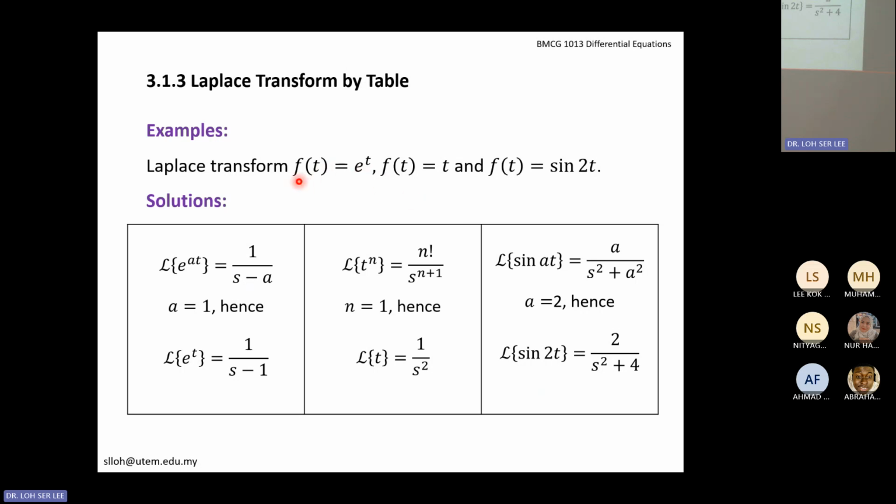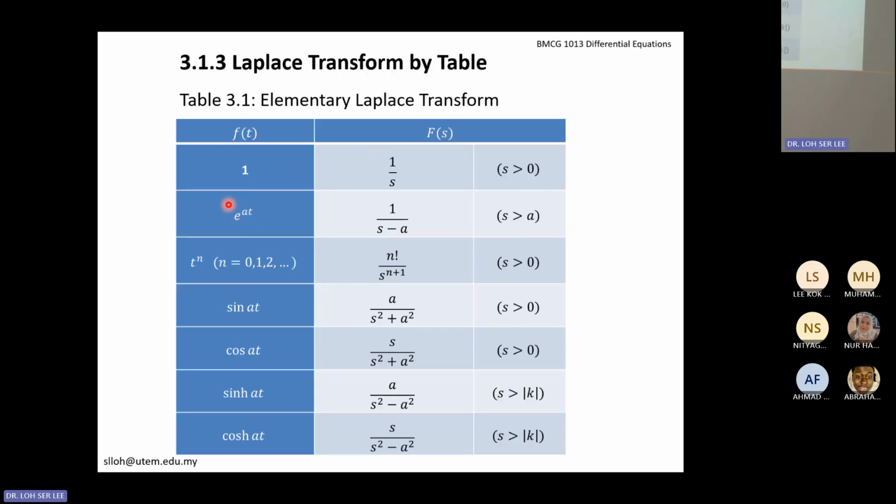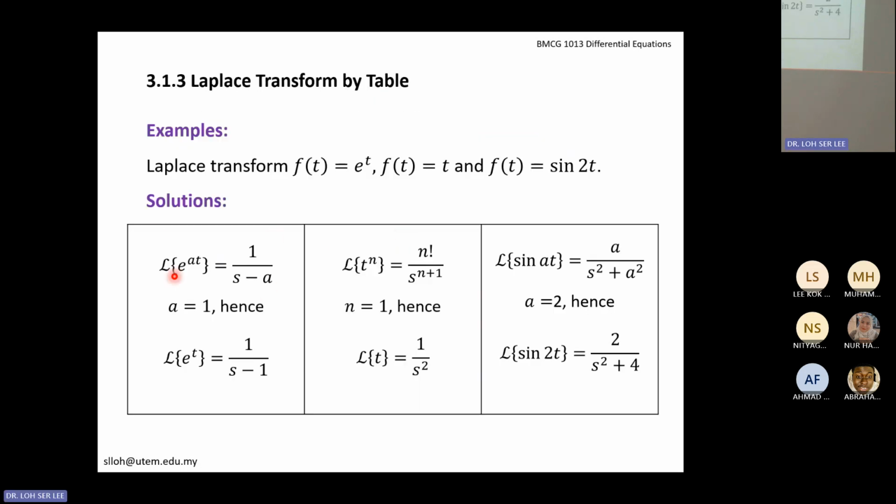Let's say we want to Laplace transform e^t. We will use this formula. For e^t, that means a is 1. You just substitute a by 1 here, so the answer would be 1 over s minus 1. You just compare the given question to the formula, identify the value of a, and substitute 1 here. So when we Laplace e^t, we get this.